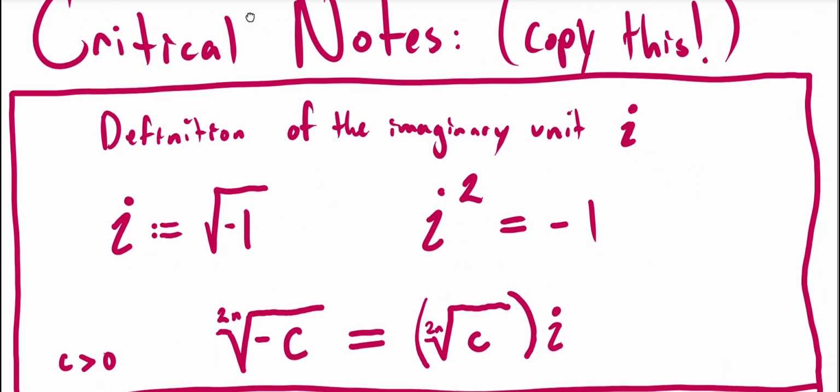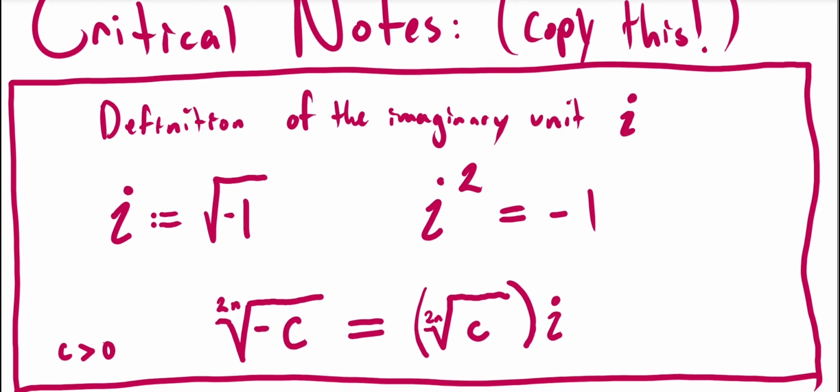I want you to copy this as proof you watched the video. Show it to me later. What is i? By definition, it's the square root of minus 1. What happens when you square it? You get minus 1. If I have c a positive number and I'm looking at the even radical of negative c, well, the negative part comes out as an i, and then you just take that even radical the way that you normally would. This works for square roots, it works for fourth roots, sixth roots, eighth roots, and so on.